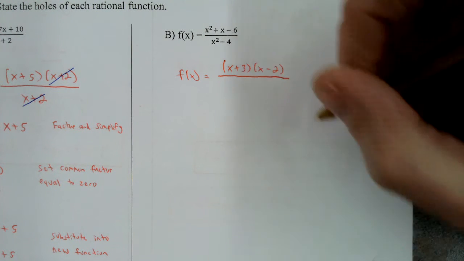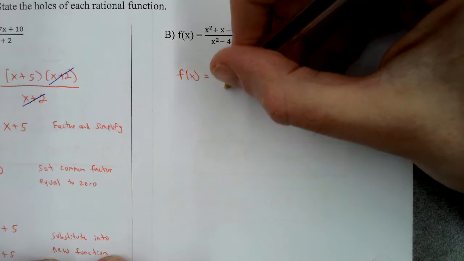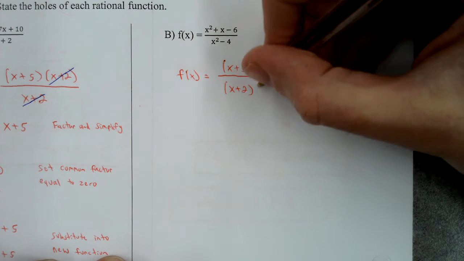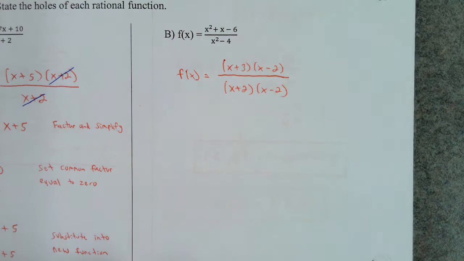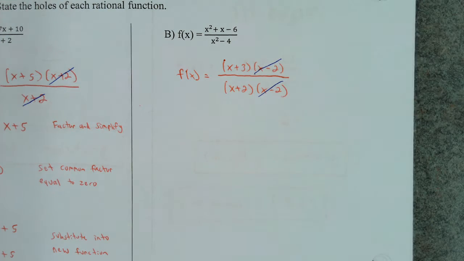x plus 3 times x minus 2. To factor the denominator, that's the difference of two squares. A squared minus b squared equals a plus b times a minus b. So it'll be x plus 2 times x minus 2. Divide out the common factor of x minus 2. It gives you x plus 3 over x plus 2.